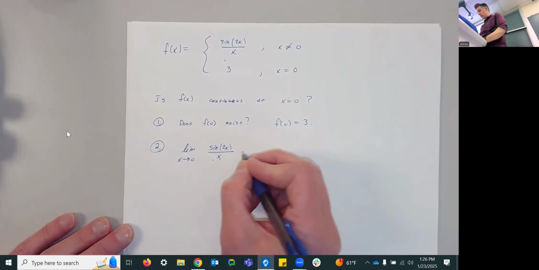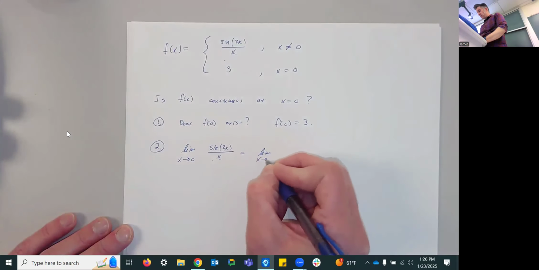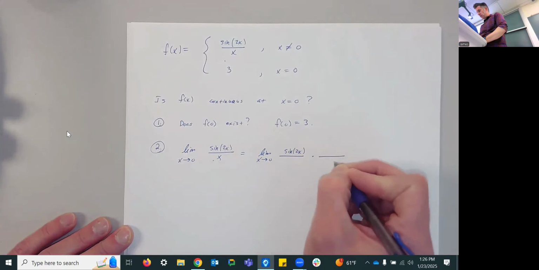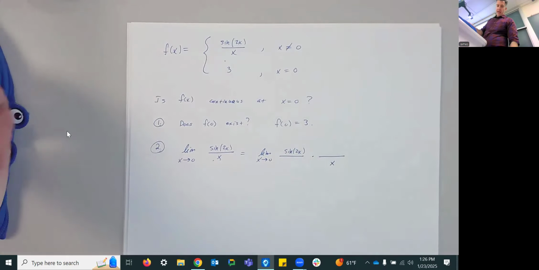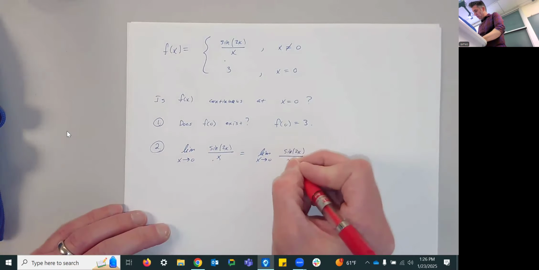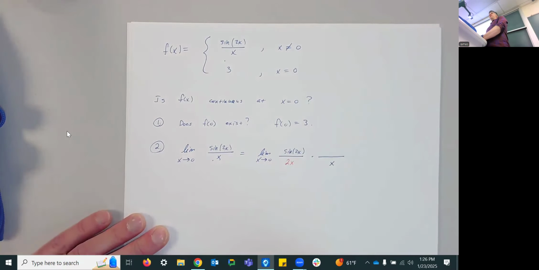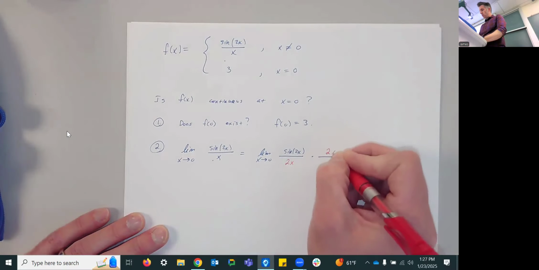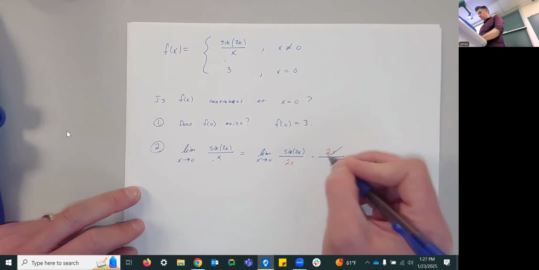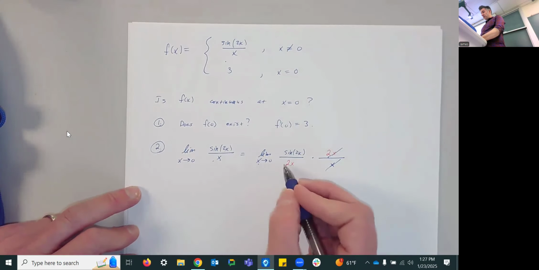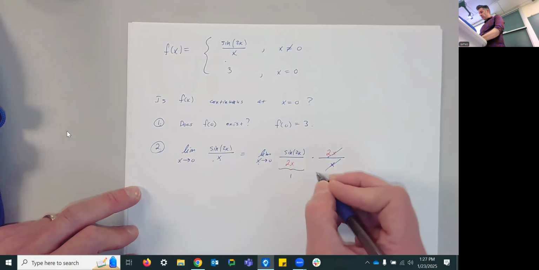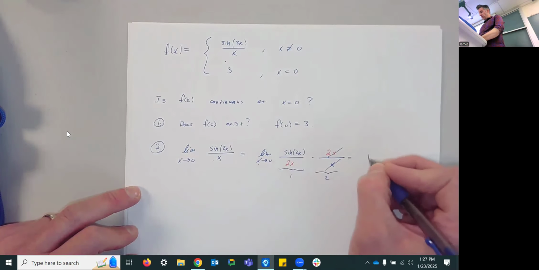So I'm going to wish for what I want. I have sine of 2x divided by x, and I wish I had a 2x beneath my sine of 2x, so I'm going to make it happen. Wishes come true. There's my 2x. But I can't just divide by 2x, I also have to multiply by 2x. So then if we simplify, the 2x divided by x is just 2. And the limit as x goes to 0 of sine of something over the same something that's going to 0 is 1. That's going to be 1, that's going to be 2, and we're going to get 1 times 2, which is 2.